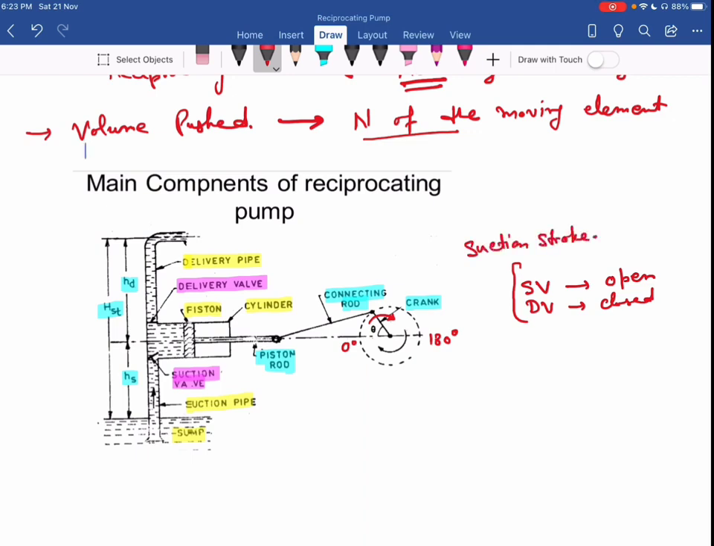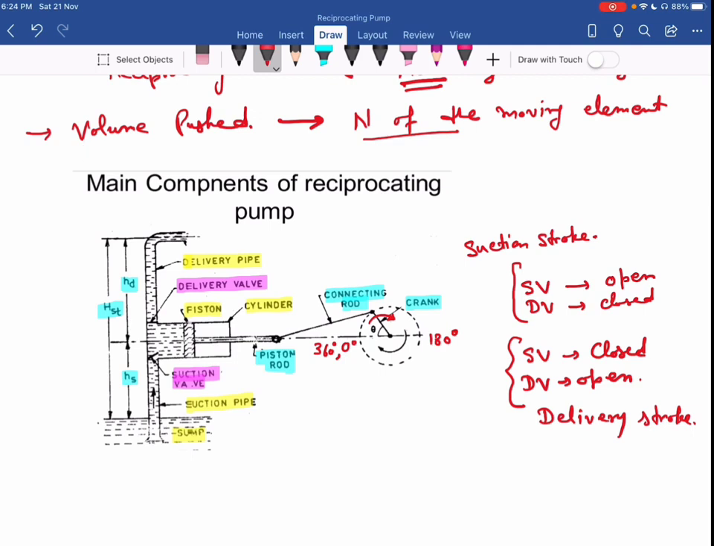So during this stroke, the water is filled into the cylinder, filled into the chamber. Okay, so in the next, when this crank rotates from 180 degree to another, now say this is up to 360 degree, that is the second half. In that time, my suction valve is closed, delivery valve is open, and this stroke we call as delivery stroke.